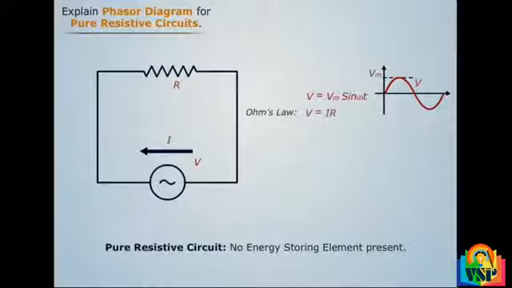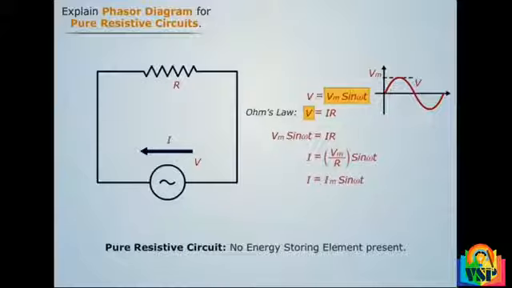According to Ohm's law, V is equal to IR. By comparing both equations, IR is equal to Vm sin omega t. Then I is equal to Vm by R sin omega t. Vm by R is equal to Im. Finally, I is equal to Im sin omega t, where Im is equal to Vm by R.